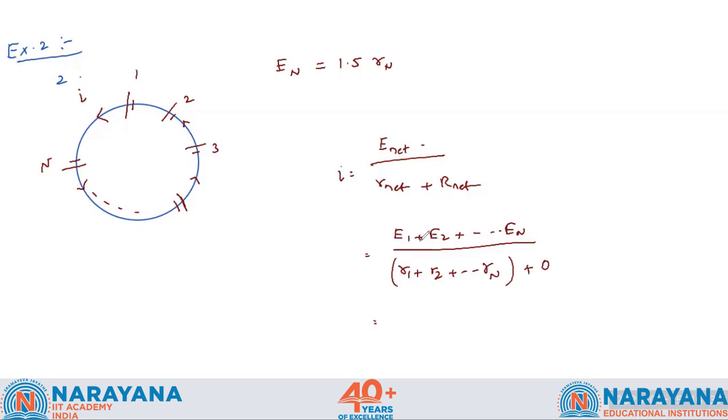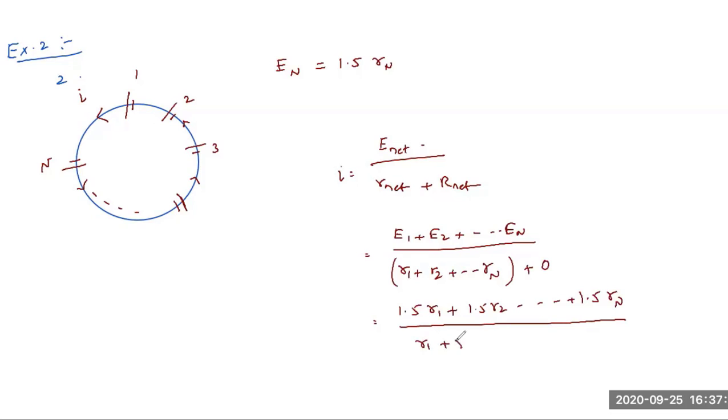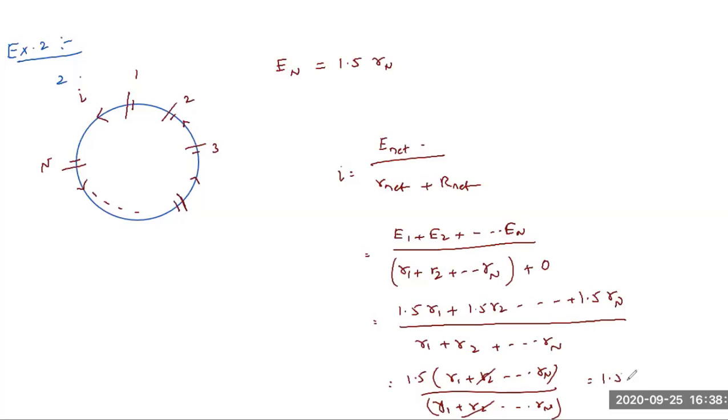So what is E1? According to the equation they have given, I can write it as 1.5 R1 plus 1.5 R2 and so on, 1.5 Rn, divided by the internal resistance R1 plus R2 and so on Rn. If I take 1.5 as common from the numerator, it will be R1 plus R2 and so on Rn, and in the denominator I have the same R1 plus R2 and so on Rn. This ratio equals 1.5. So the current in the circuit will be 1.5 amperes.